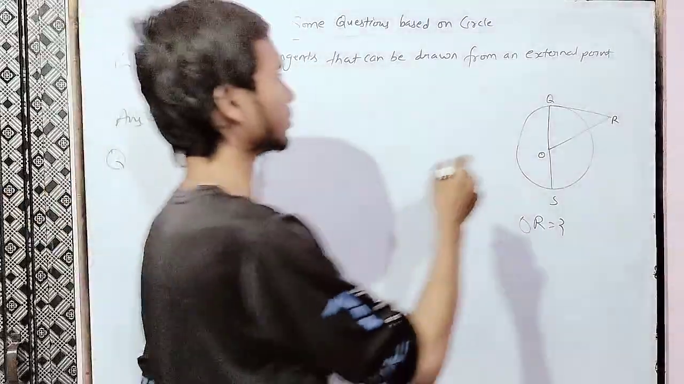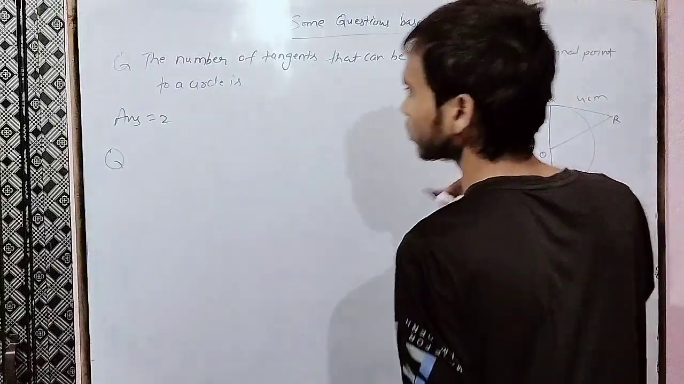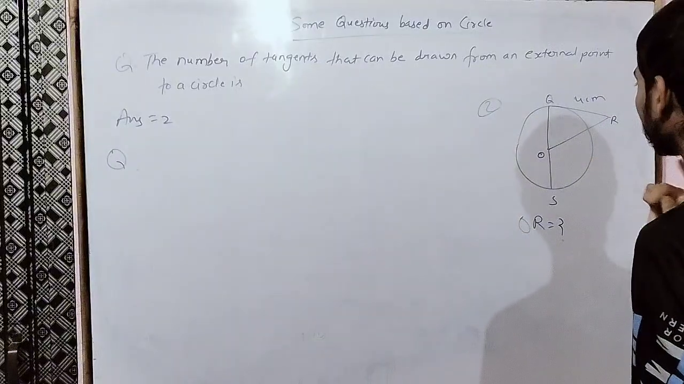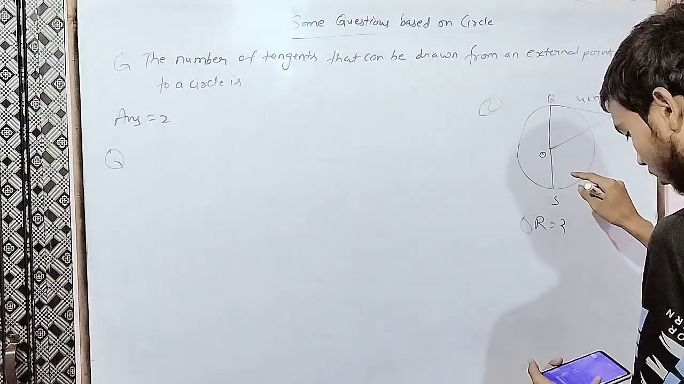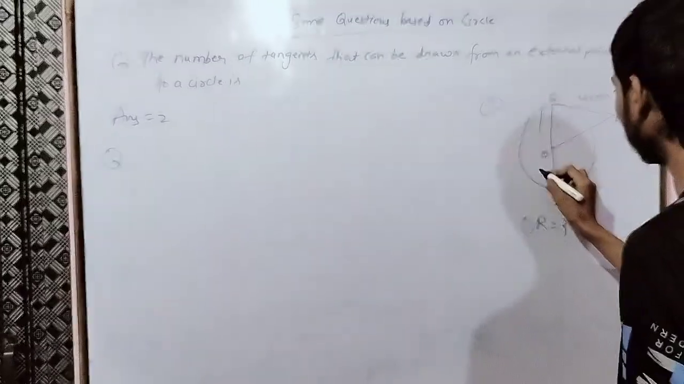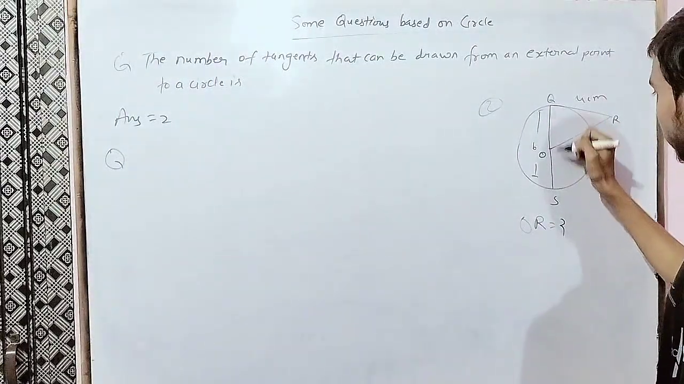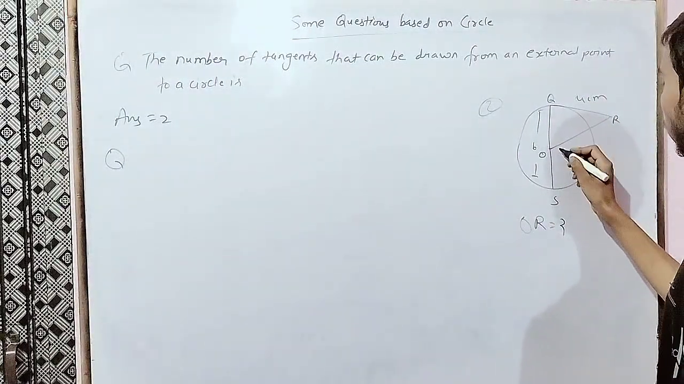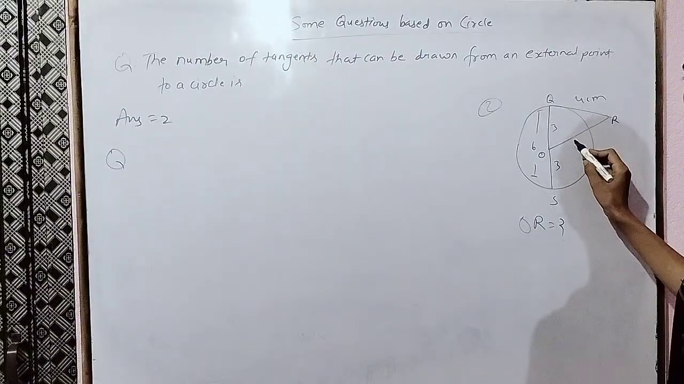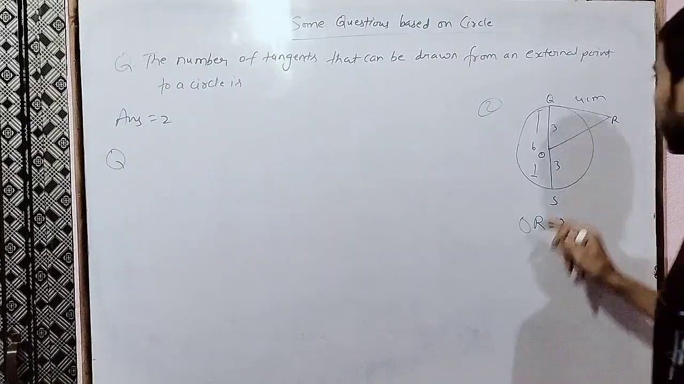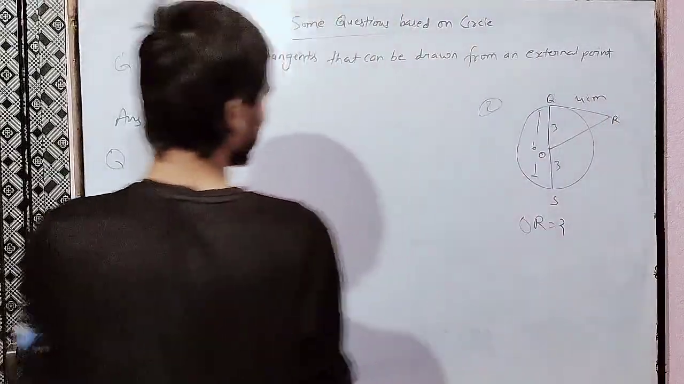So here we have to find the measure of OR, where QR is given. QR is 4 centimeter. This is the second question. SQ is 6 centimeter, so from here till here is 6 centimeter. If diameter is 6 centimeter, then radius will become 3. So we know that this is the hypotenuse, this is the base and this is the perpendicular.